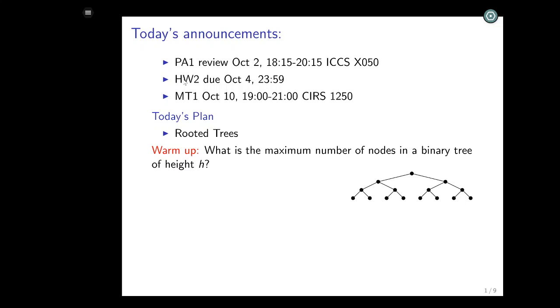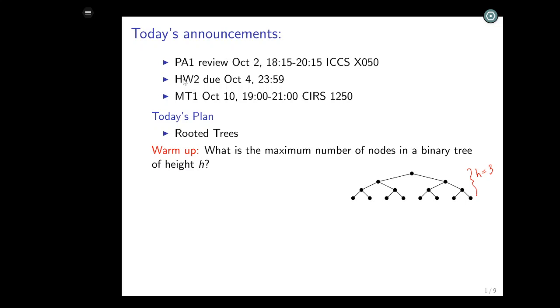Okay, maximum number of nodes in a binary tree of height h. Let's look. Here we have a binary tree of height what? What height is this binary tree? No, this one right here. No, not 4. 3, number of edges. The number of edges on the longest path from the root to a leaf is the height of the tree. The number of edges is 3. This is height h equals 3.